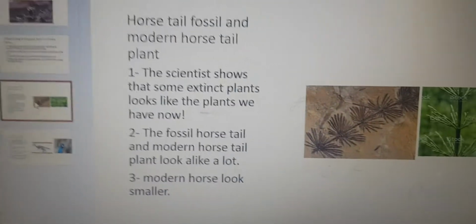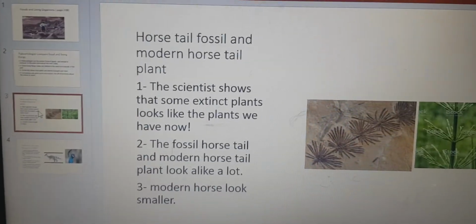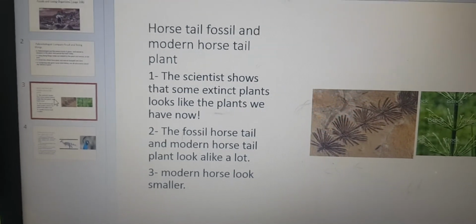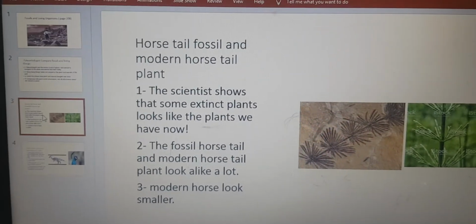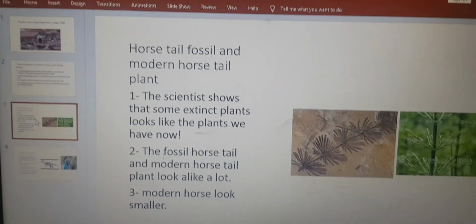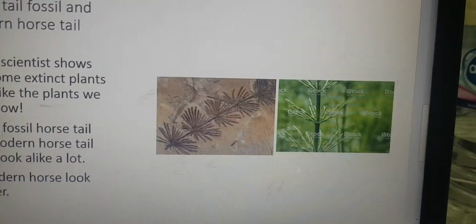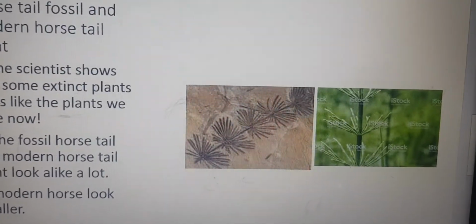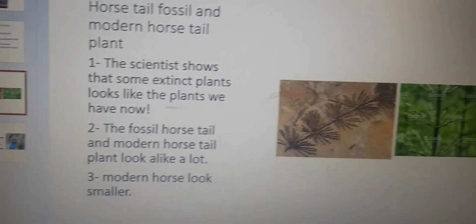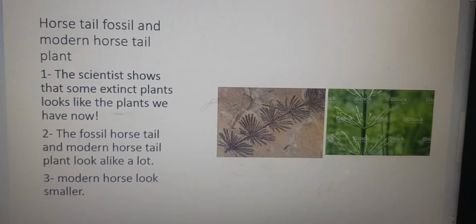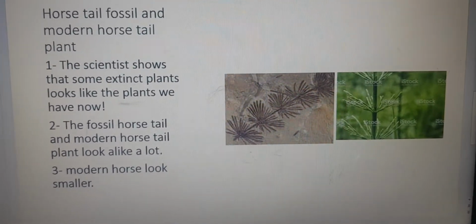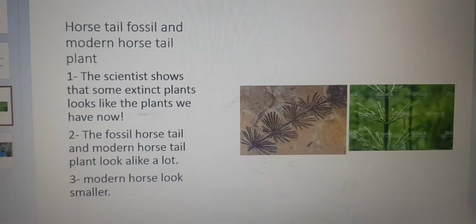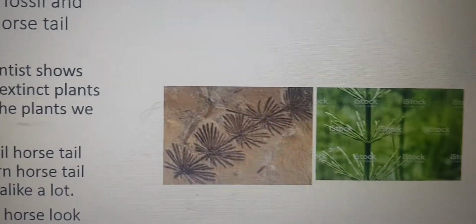Now, the scientists show that some extinct plants look alike. Okay, the extinct plants look like the plants we have now. And the paleontologists, they made their research, and finally they could find a fossil that looks like the plant that we have today. Can you see it? Isn't this amazing? Now, Abdurrahman tells us today that the fossil of the ostrich plant looks like the plant that we have today. Look at the similarities, how they look the same.